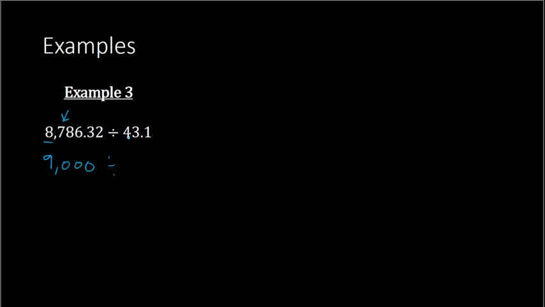And then 43.1, this 4, we can round by looking at the 3. And because the 3 is less than 5, we would keep it at 40. So we have 9,000 divided by 40. And this one is going to be a little more time-consuming to do. If you think of it as a fraction again, we can divide quickly by 10 on the top and bottom to get 900 divided by 4.